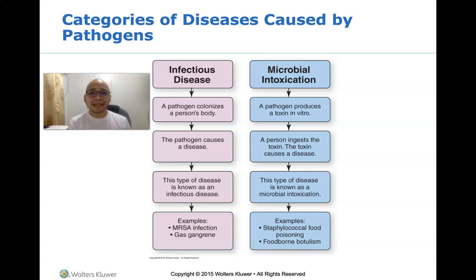Example, MRSA infection. You know what MRSA is? MRSA stands for methicillin-resistant Staphylococcus aureus. This particular type of organism is drug resistant, which means that Staphylococcus aureus is usually easy to manage, but if they become MRSA, you need a certain drug in order to combat them, because they have already established resistance, for example, to penicillin. And then gas gangrene. Gas gangrene is an example of an infectious disease caused by Clostridium perfringens.